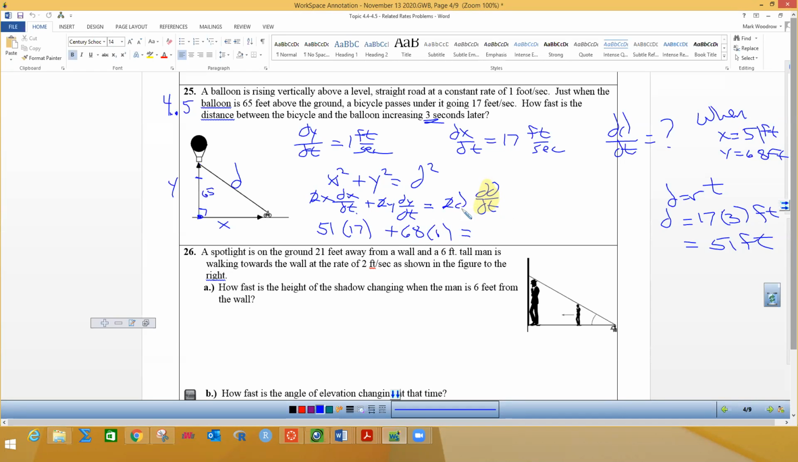And then over here, we have to find d, and we're looking for dd/dt. Well, we don't know what d is right now, except when the balloon gets there, we know y is 68 and we know x is 51. So if we plug those numbers into the Pythagorean theorem, we get 51 squared plus 68 squared is going to equal d squared. So I'm going to take my calculator real quick and calculate that out.